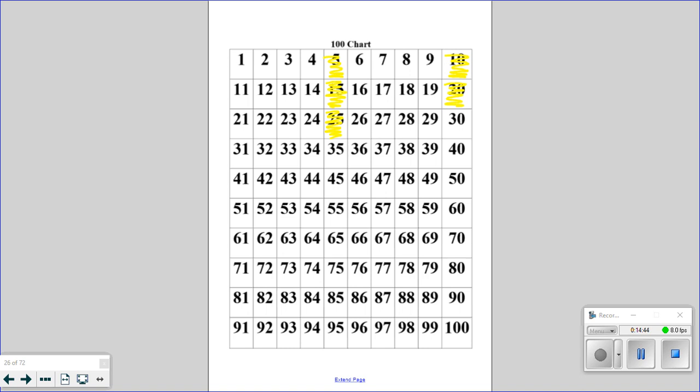If I didn't know how to do 6 groups of 5, what could I do? If I didn't know what 6 groups of 5 was, what could I do? Rylan? Let's do it. 10, 15, 20, 25, 30. There's 6 groups of 5. What was it? 30. Color it in.